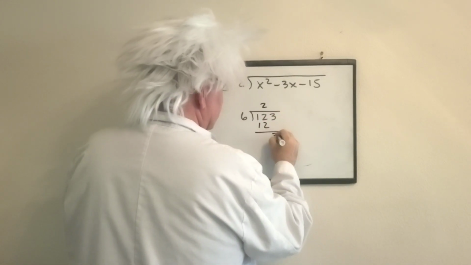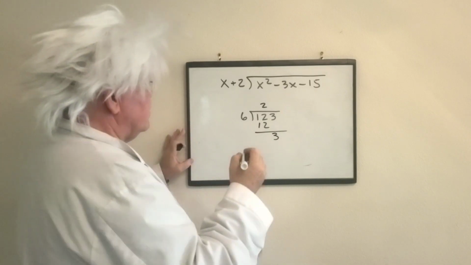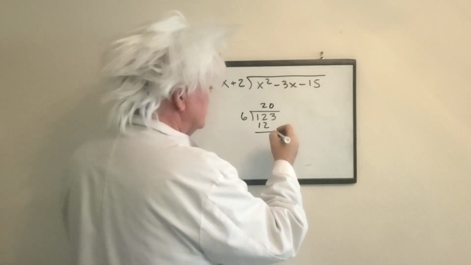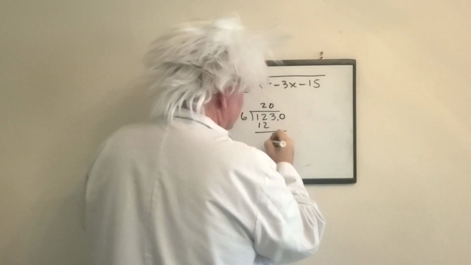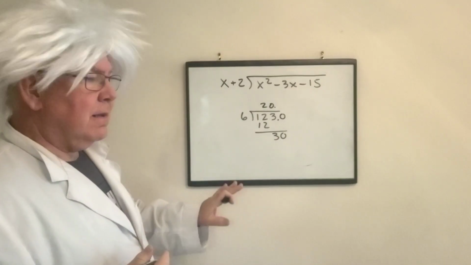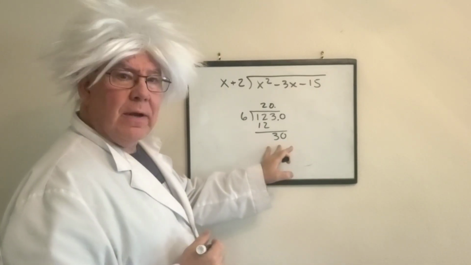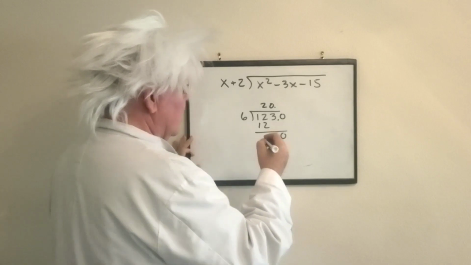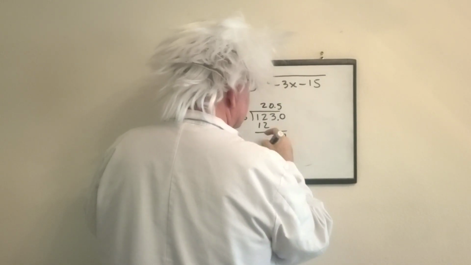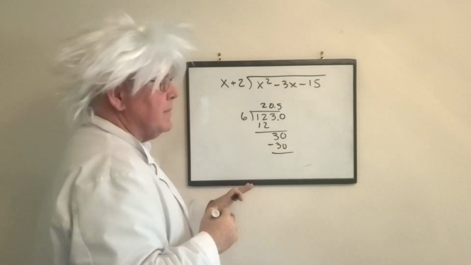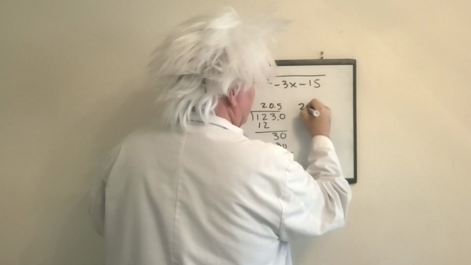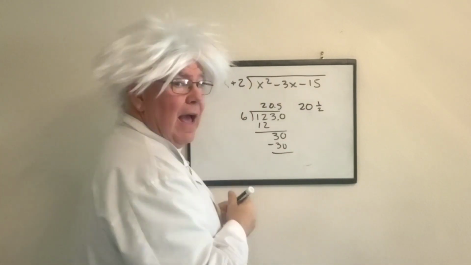Now, you bring down the 3. 6 can't go into 3, so you have that placeholder, but now you add in another. Bring the decimal point, and you now say, can 6 go into 30? And you say, yes, it goes in 5 times. 6 times 5. Now, listen. So here's the deal. This was the remainder, so 20.5 is actually 20 and 1/2.